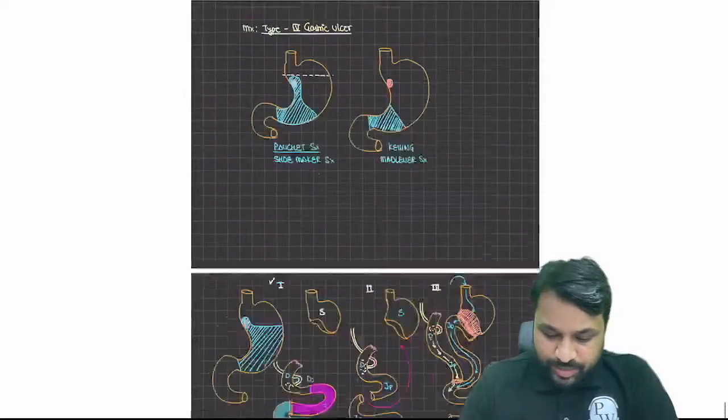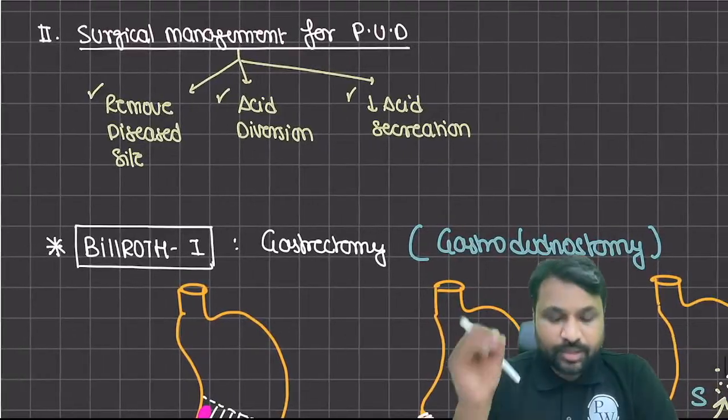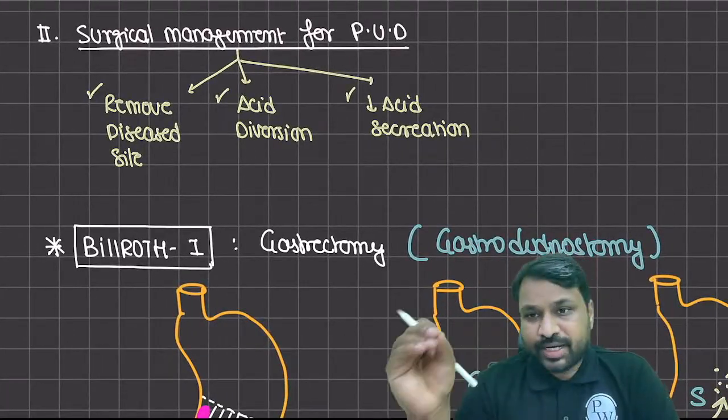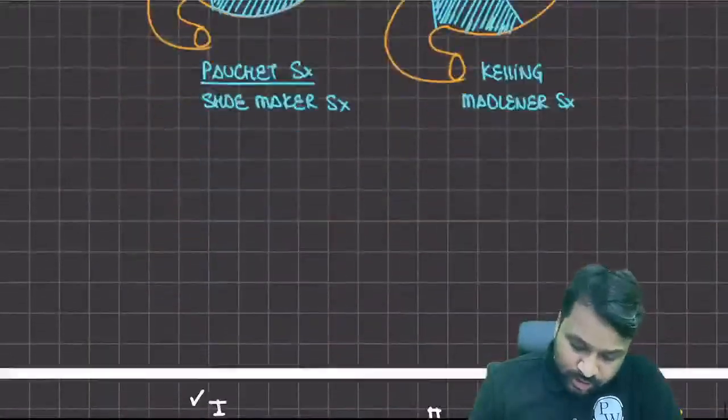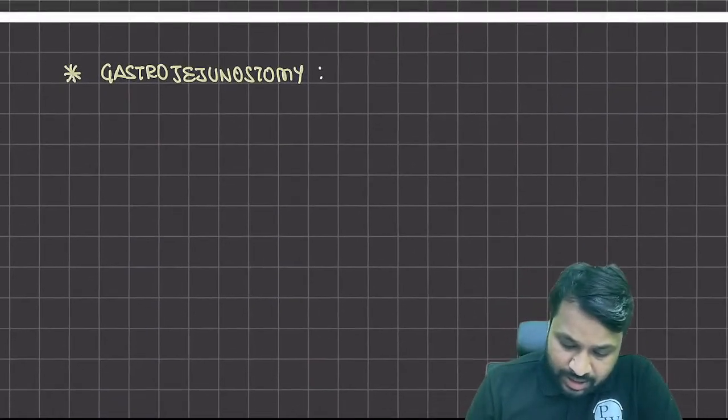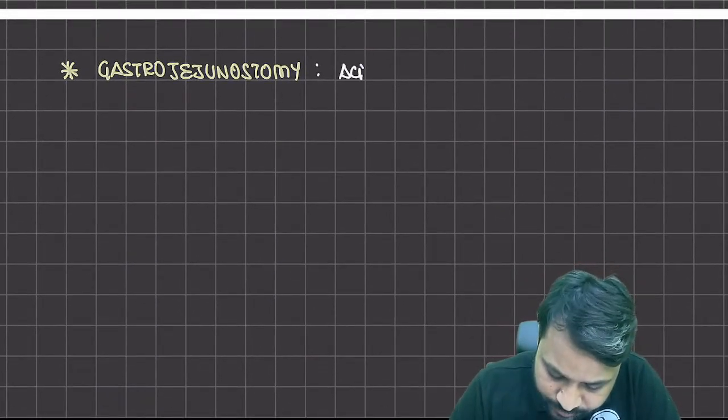So as I told you, we had three goals. What were they? Remove the disease, acid diversion, decrease acid secretion. So your gastrojejunostomy is purely an acid diversion surgery.